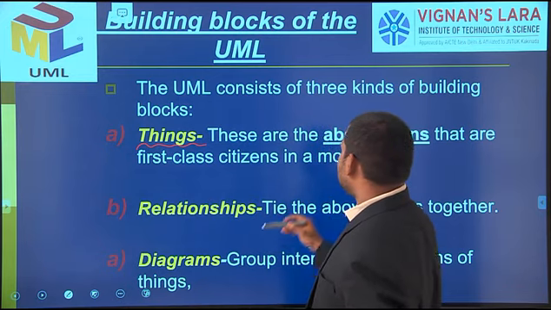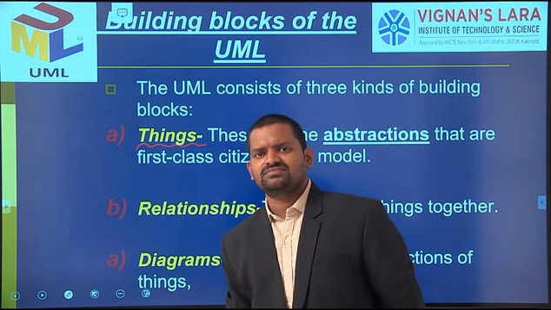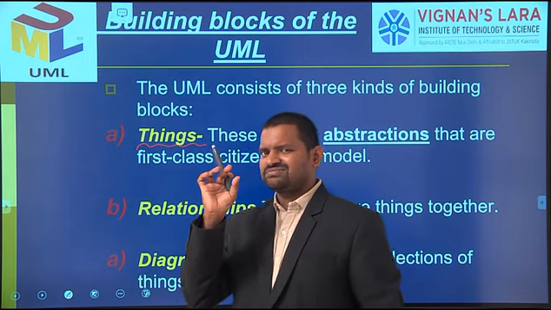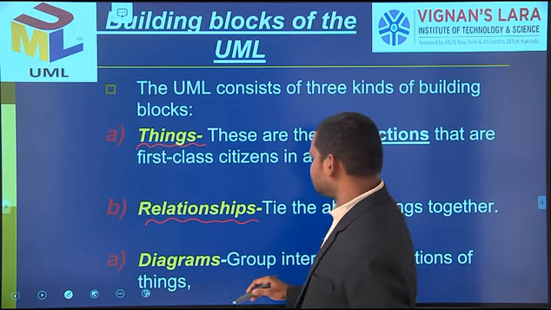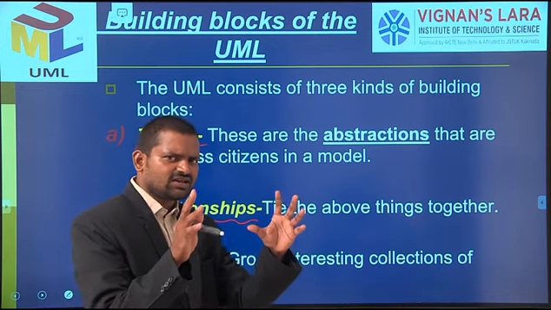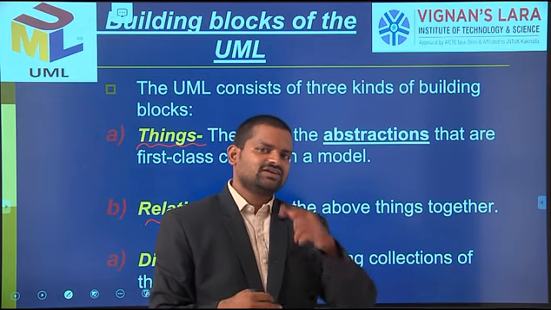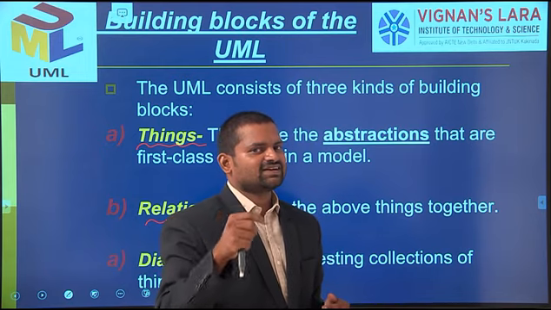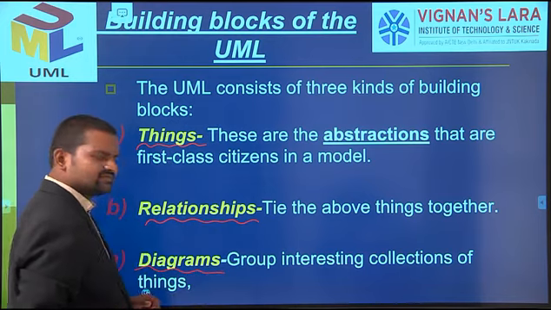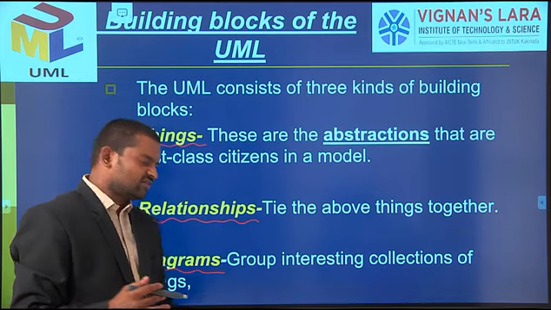First one is things. These are the abstractions that are first class citizens in the model. If you want to design a system, you have to observe that things come first: components, symbols. Second is relationships, which tie the above things together. If you just put symbols here and there, there is no use. If you connect all these symbols, you can see what is going on in that system. For that connection, you use relationships. And third, diagrams. You use the things and the relationships, and group them together.